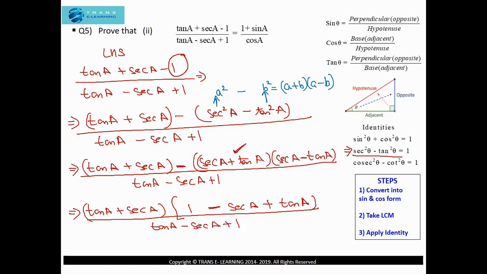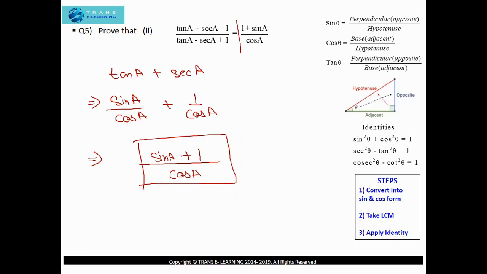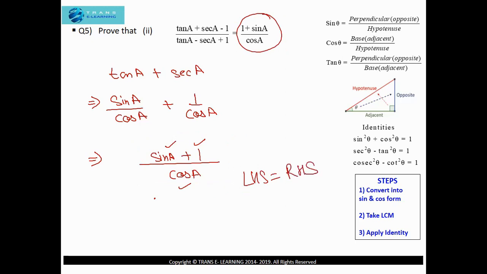So if you compare the numerator and the denominator, these two terms are same and they will cancel out. So we are just left with tan A plus secant A in the numerator. Now this is what we have on the left hand side, but still it is not equal to the right hand side. So I'm going to break it down into the basic, that is tan A can be written as sine A upon cos A, and secant A can be written as 1 upon cos A. So now if we combine with the denominator, that is cos A, we will get sine A plus 1, which is equal to 1 plus sine A upon cos A in the right hand side. So the left hand side is equal to right hand side, hence proved.